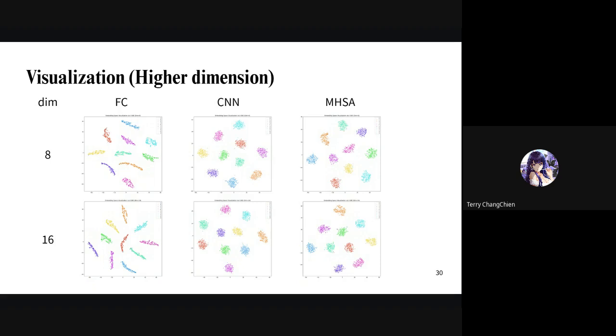You will see the CNN based and attention network results look like a ball, but for the fully connected, the result is like a worm or banana. It is a fun fact. Next page.